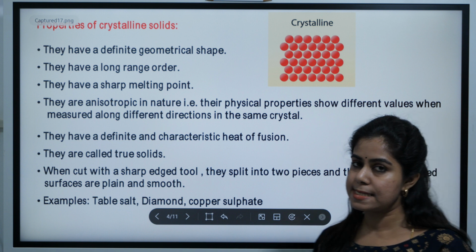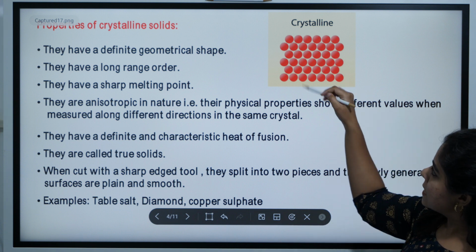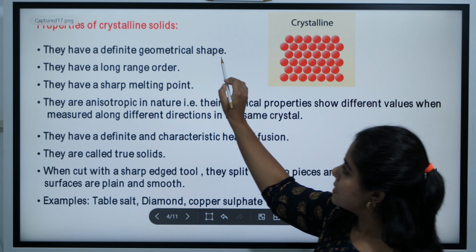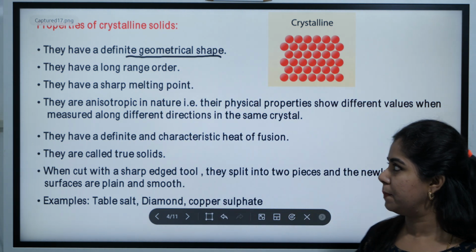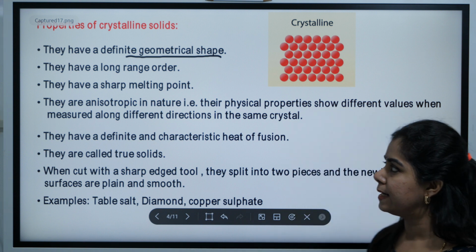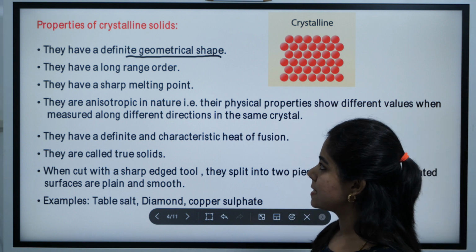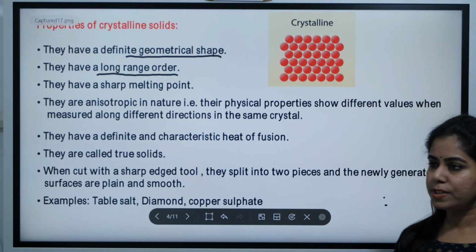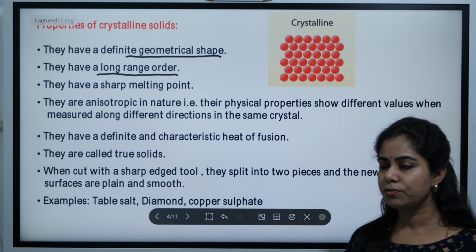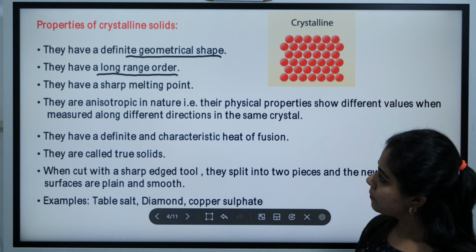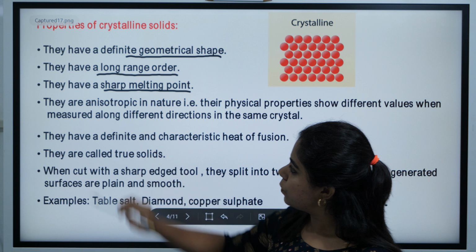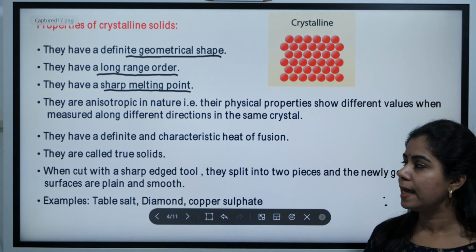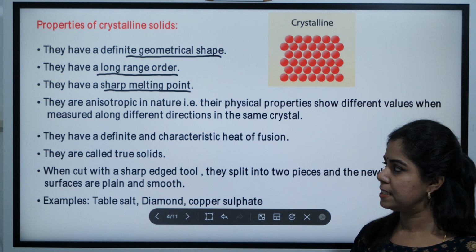So the first one is the crystalline solids. As you can see here, crystalline solids have a definite ordered arrangement. Hence they have a definite geometrical shape, as you see in the case of sodium chloride, diamond and all kinds of crystalline solids. And that order is long range order. So when you take a crystal, the orderly arrangement will be for a long range. Due to this orderly arrangement, they have a very sharp melting point.